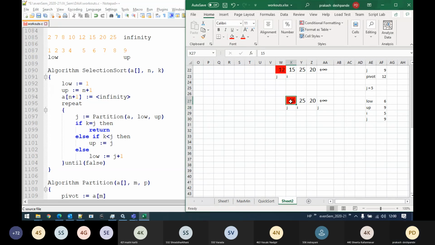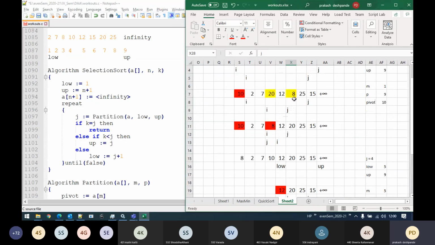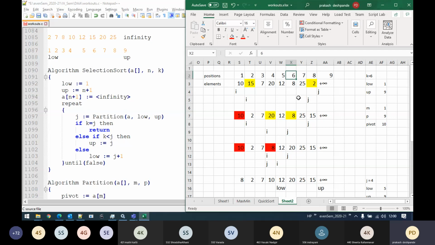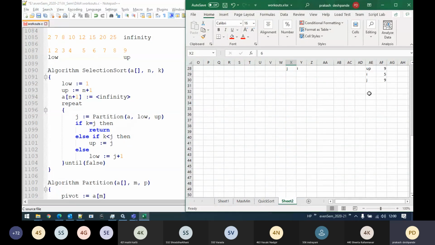Now, is 15 less than or equal to 15? Yes. Means J decrementing will stop here itself. If you notice, the pivot element and the element pointed by J are both the same. Since both are the same, partition will happen here and it will return the J value. So what is the J value now? The element it is pointing to is nothing but 6. So J becomes 6 and that will get returned.